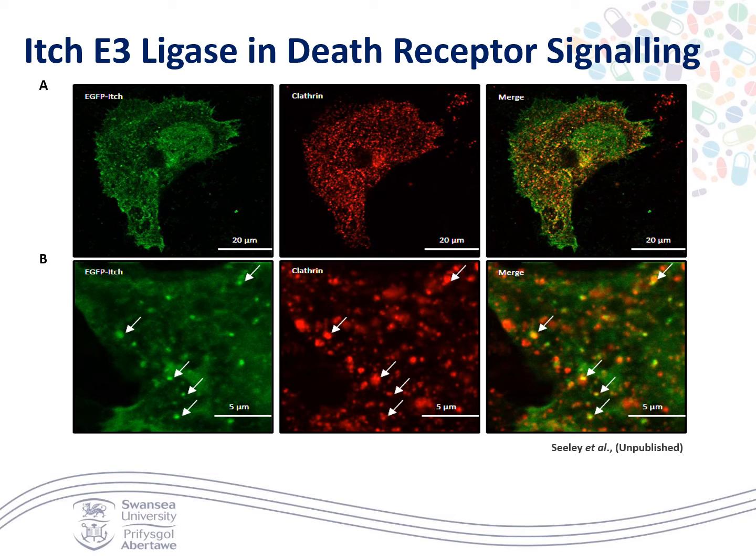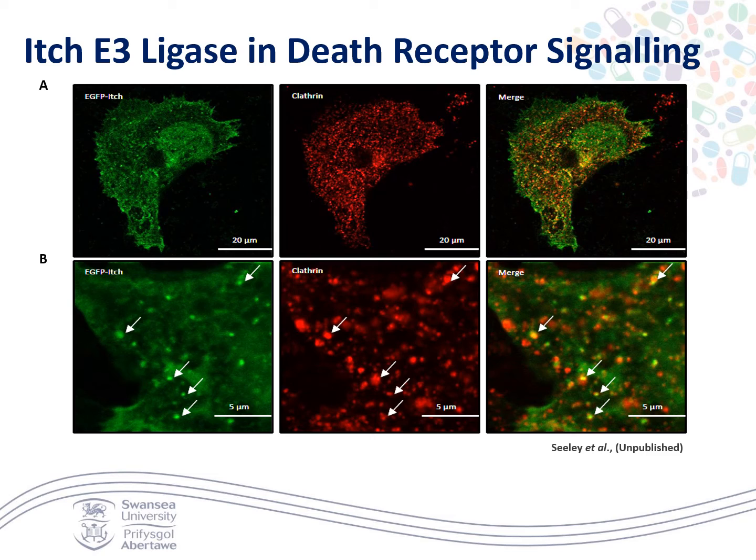Now, you're maybe asking, what is the function of this ITCH protein? Why does that matter for death-inducing signaling complexes? Why are we talking about ITCH? Now, as I say, ITCH is an E3 ubiquitin ligase similar to Sybil, and my work has shown that ITCH is recruited to the clathrin-coated pits.